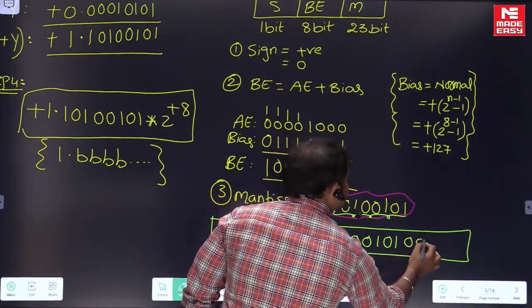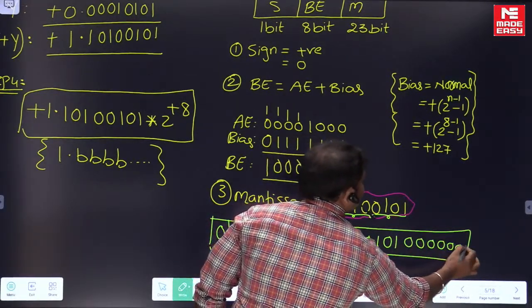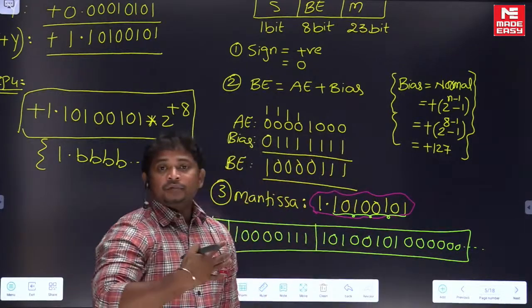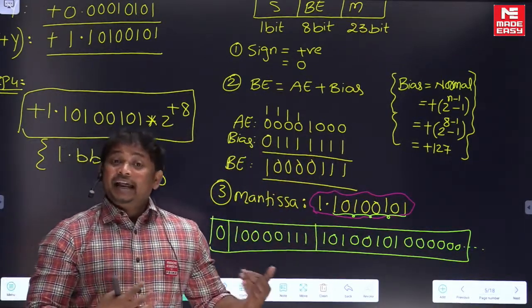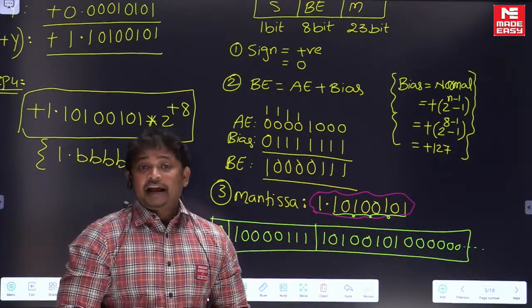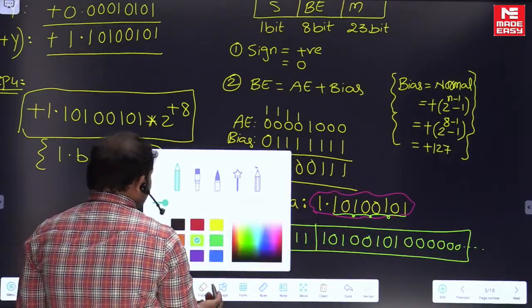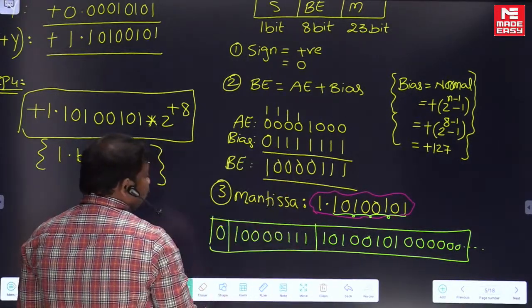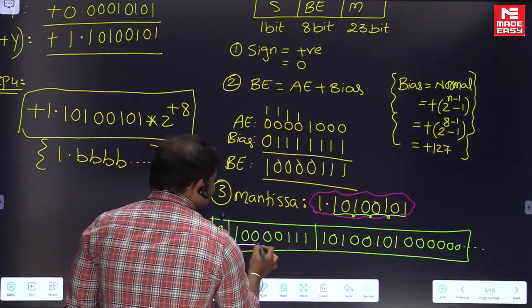And remaining all are zeros. Zeros padding takes place at LSB because the Mantissa is a fraction. After that, group 4 bits to report the hexadecimal. Okay, 4 bits.